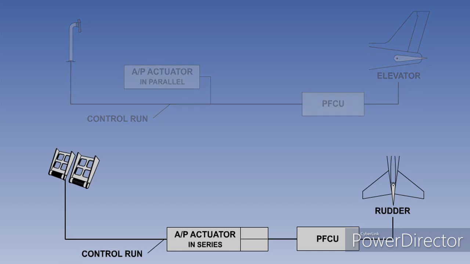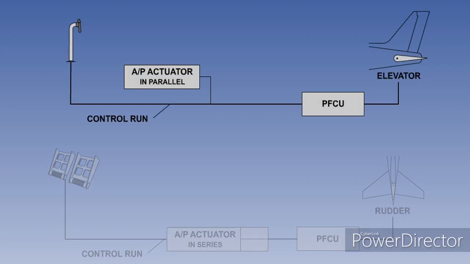If the servo motor is connected in series, with the pilot's control and the control surface, then when the autopilot is engaged, the command from the autopilot servo will cause the control surface to move, but will not simultaneously move the control column.